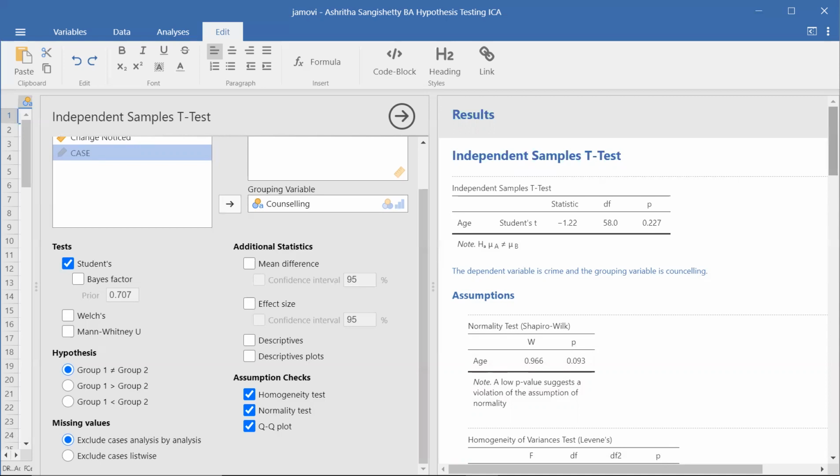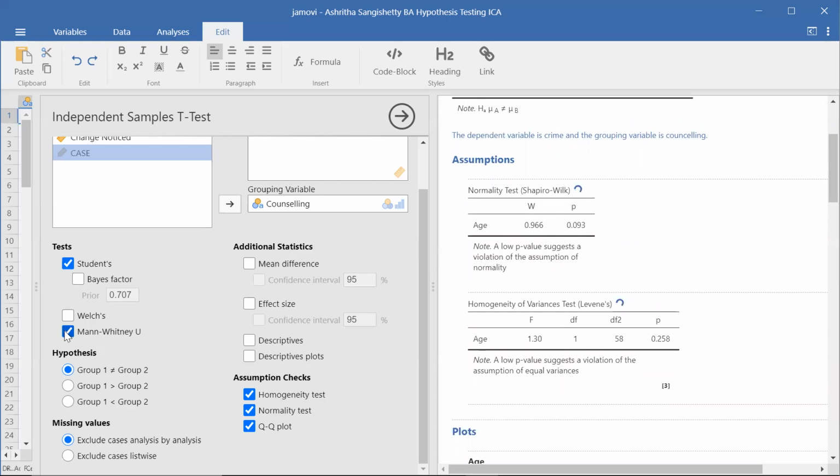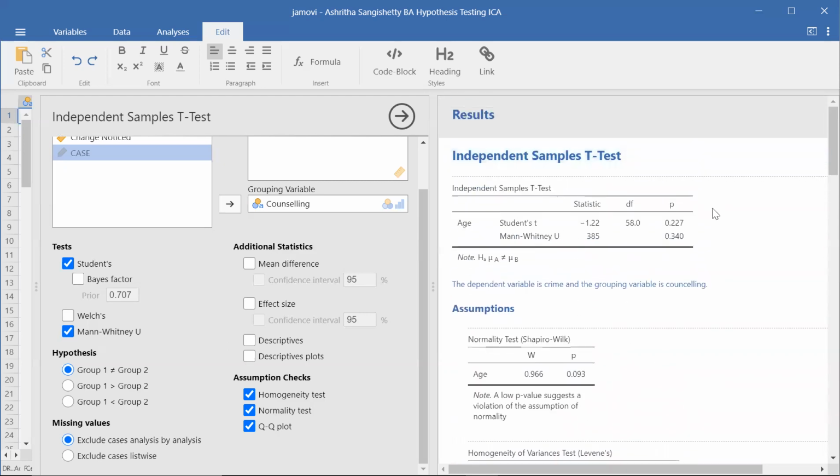However, let's assume that the normality p-value was less than 0.05. Then we would use the Mann-Whitney test.